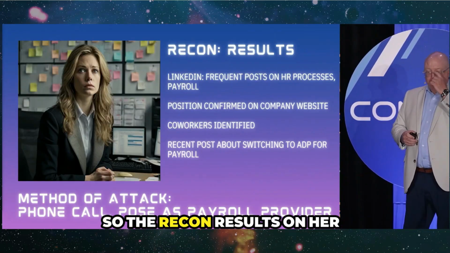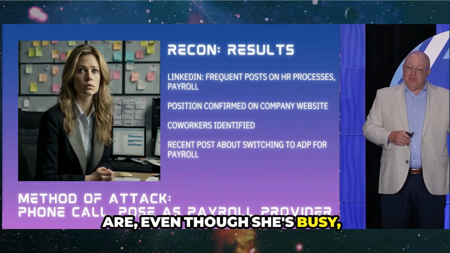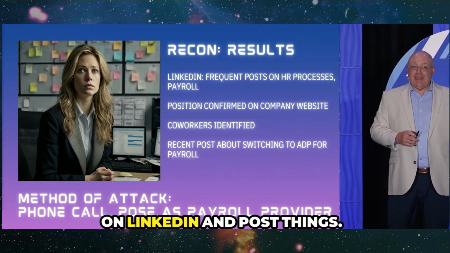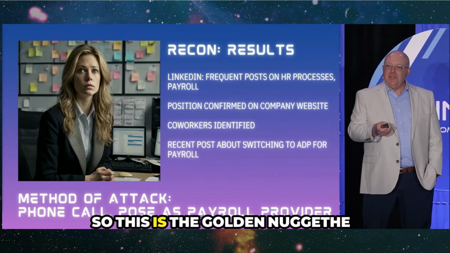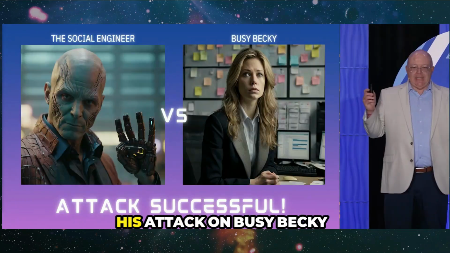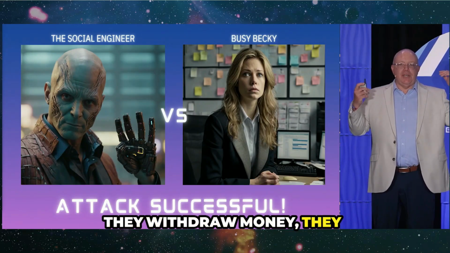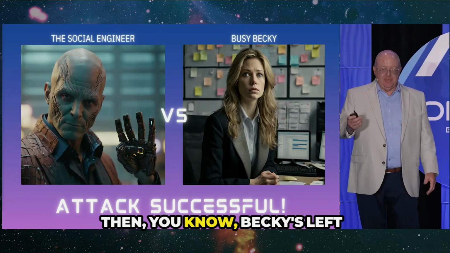So the recon results on her are, even though she's busy, she makes time to get out on LinkedIn and post things. So this is the golden nugget for the hacker, because that's the one he's going to take action on. His attack on busy Becky is successful. They withdraw money, they disappear in the night, and then Becky's left.